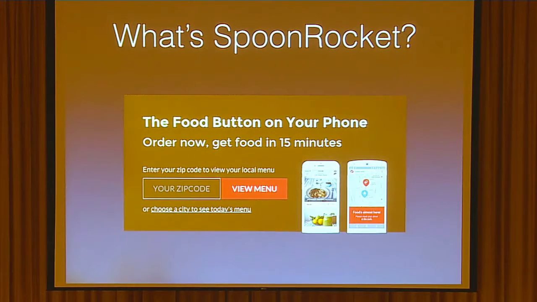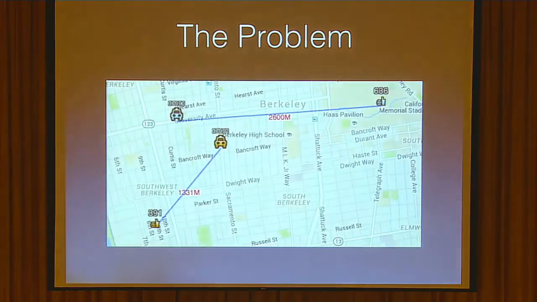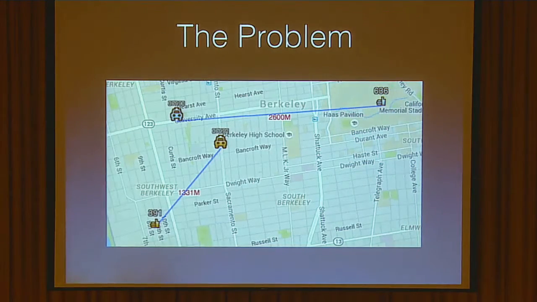So what's SpoonRocket? We are the food button on your phone, and we deliver food to you in 15 minutes, usually. In other words, we are a food delivery company. So what's the core of a food delivery company? It's moving food from one place to another, right? But doing it effectively is very hard. It's harder than the famous traveling salesman problem. It's an NP-complete problem.